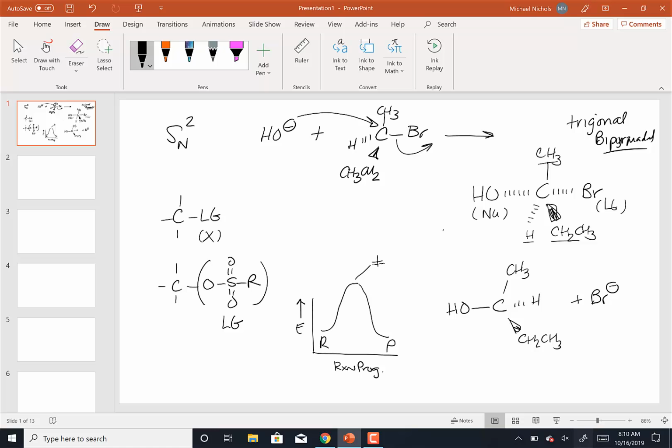Now, if you're looking at that going, that carbon has 5 bonds, it doesn't. It has 4, because the OH and the bromine are partial bonds. So I haven't violated any rules. I haven't violated the 5 bonds to a carbon rule. It still has 4 bonds. It's just in a trigonal bipyramidal geometry.